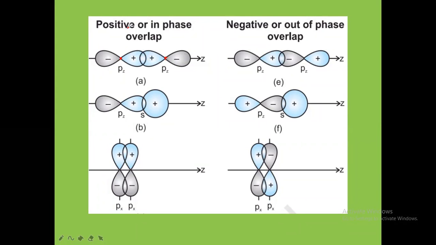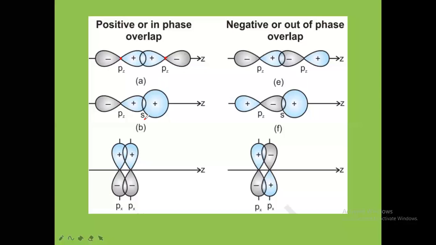In this case, positive lobe overlaps with positive lobe. This is called positive overlap. That means the electron wave of this orbital and the electron wave of this orbital are both in the same phase. Same phase means crest is falling on crest. The two electron waves of these two orbitals are in phase. Therefore, this type of overlap is called positive overlap. Then a bond will be formed between this nucleus and this nucleus.